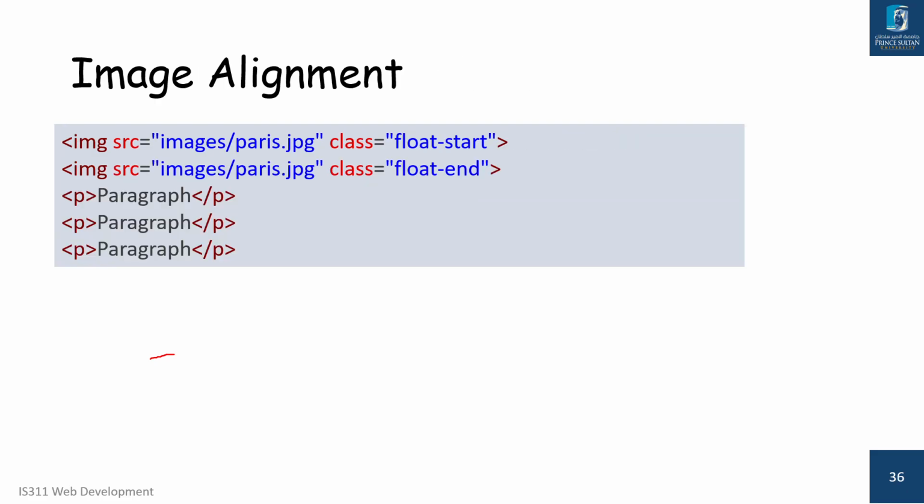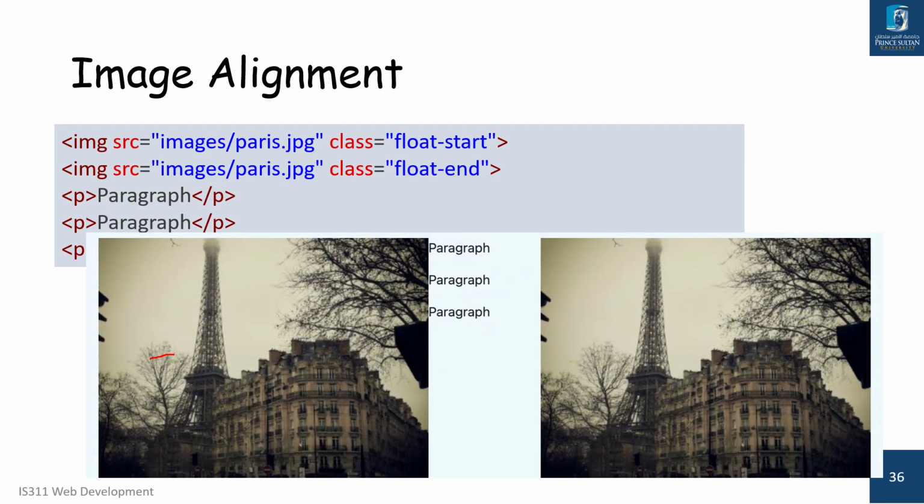Okay, so image alignment, we can align the image in different ways. Float dash start means that wherever we are putting that image, it will go to the start of the page automatically. Float dash end means it will float itself, of course it will move the contents, and then it will go to the end or to the right side of the screen. So here are some examples. You can see that the first image is floating to the start, the second image is floating to the left, and then the paragraphs are coming in between that, if we have enough space. Right now there's not much space, but still the paragraph is coming inside.